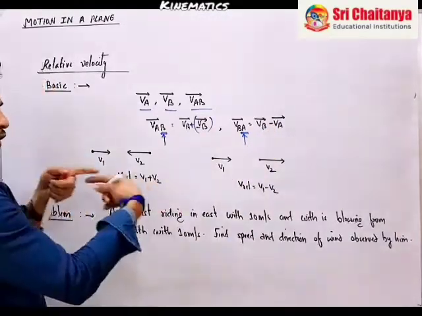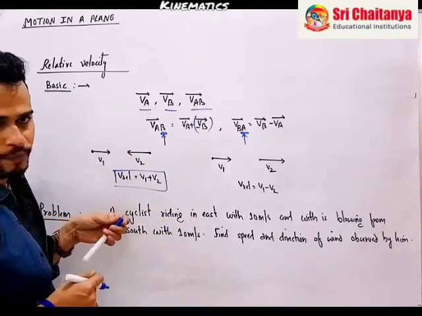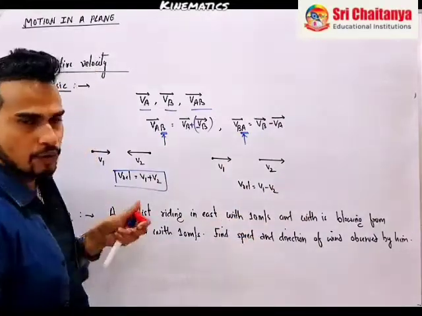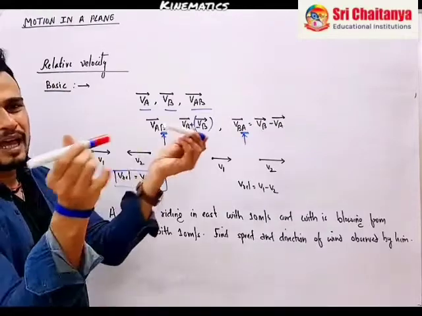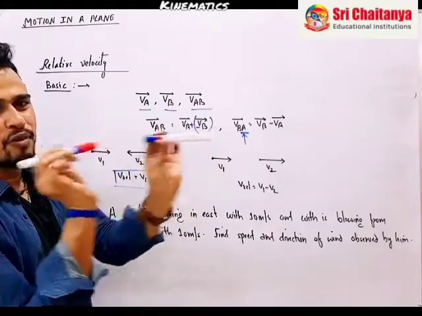If the objects move in opposite directions, I think everyone knows, the relative velocity will become V1 plus V2. If objects move in the same direction, the relative velocity will become V1 minus V2, larger minus smaller. Questions are asked from here. They will say two trains going in opposite directions. Find the time to cross.